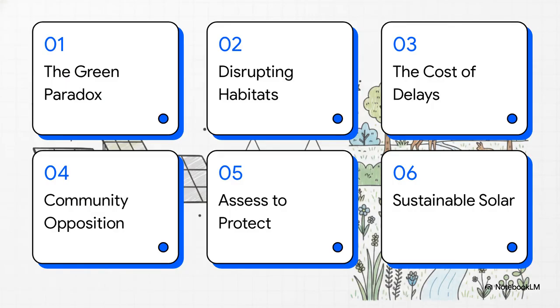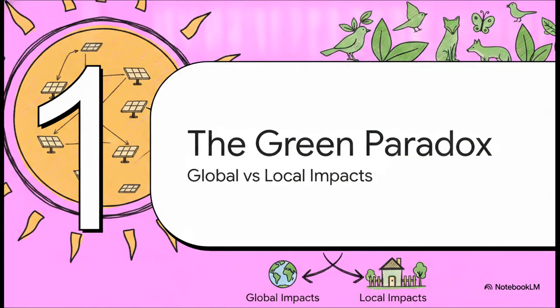Okay, so here's our roadmap. First, we'll look at the green paradox, then the disruption of natural habitats, followed by the cost of delays. After that, we'll cover local community opposition, assessing to protect, and finally, sustainable solar development. Let's get into it. Starting with Section 1, the green paradox.